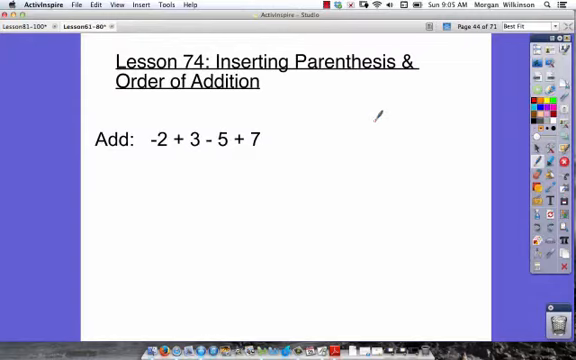Lesson 74 is about inserting parentheses and order of addition. Now in this problem we have -2 plus 3 minus 5 plus 7.